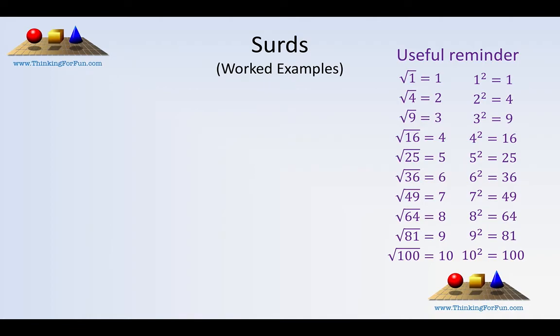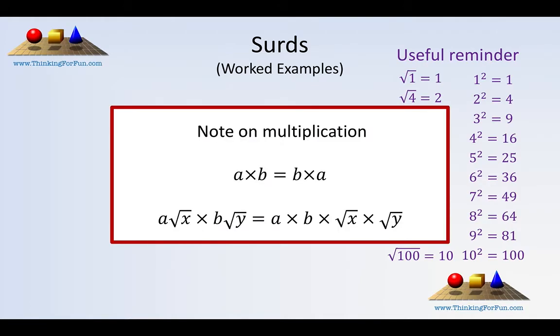Before we start the next example, it's worth remembering that the order of multiplication does not matter. For example, a times b is the same as b times a. We can use this rule when multiplying surds. As shown on screen, if multiplying a root x and b root y, this can be rewritten as a times b times root x times root y.